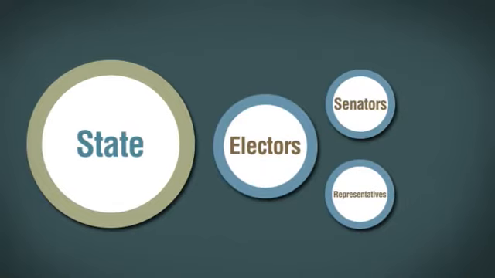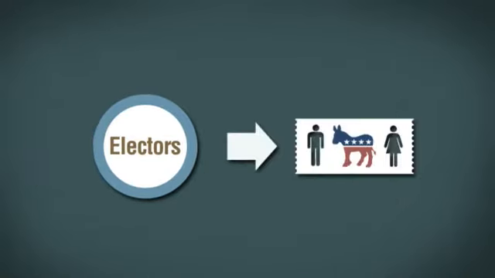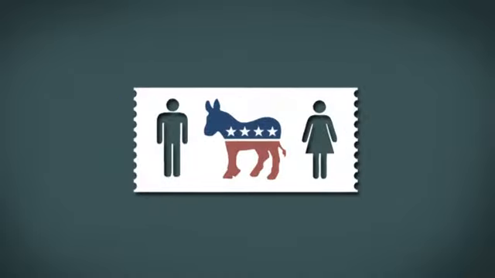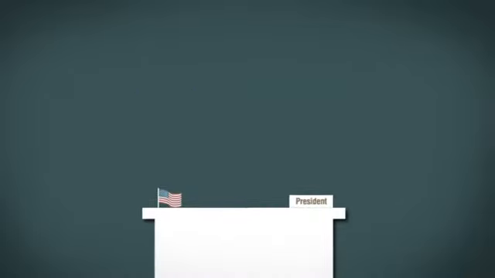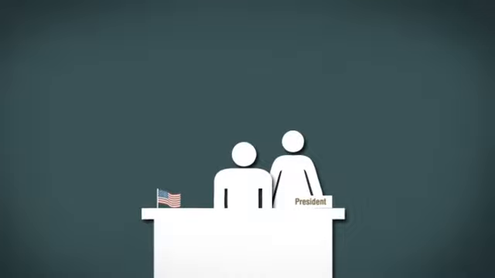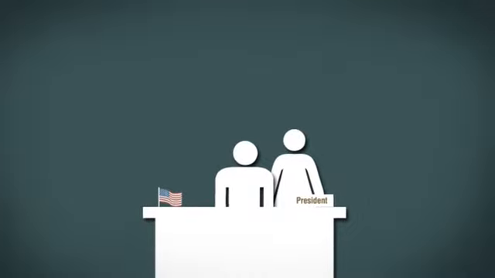In most states, all the electors will vote for the presidential ticket which received the most support in the public vote. Finally, the presidential ticket with the most Electoral College votes becomes President and Vice President of the United States of America.